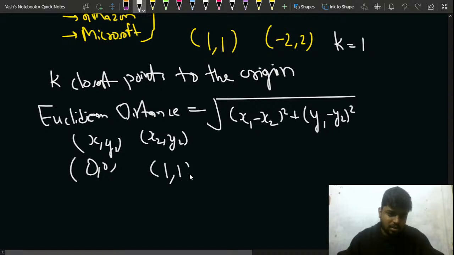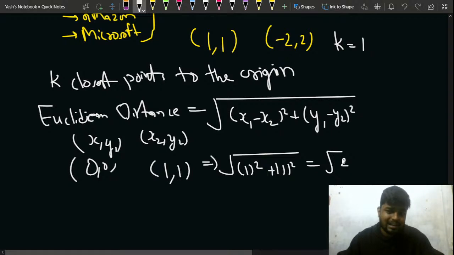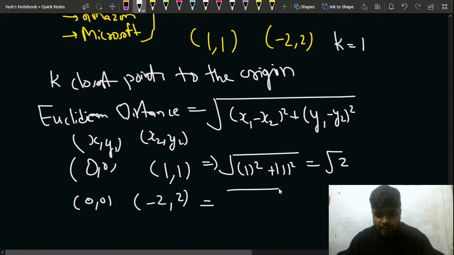So from the origin, for the point 1 and 1, the distance will be nothing but the square root of 1 square plus 1 square, that will be nothing but the square root of 2, right? After that, from 0 0, if I have to find the distance of the point -2, 2, so it will be nothing but -2 square plus 2 square, and that will simply give me the square root of 4 plus 4, that is the square root of 8.